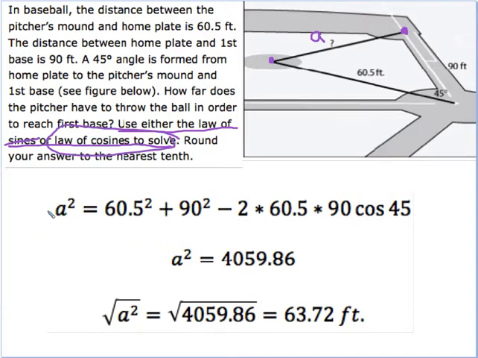Okay, so I set up my ratios. I'm looking for side A, and side A is directly opposite of 45, so I'm going to have A squared over here and 45 on the other end. Then I take my other two sides and square them, add them together, and subtract 2 times one side times the other side times cosine of my angle, which is 45. I plug everything in and get this huge number. But remember, you've got a square here, so we have to square root everything, and I find that the pitcher has to throw the ball 63.72 feet to first base.